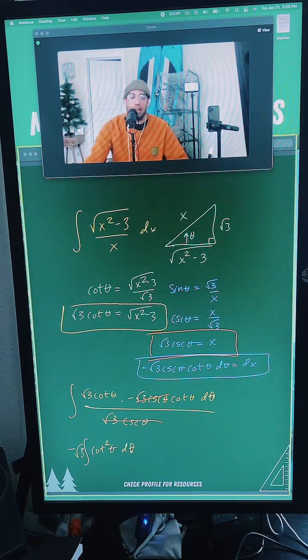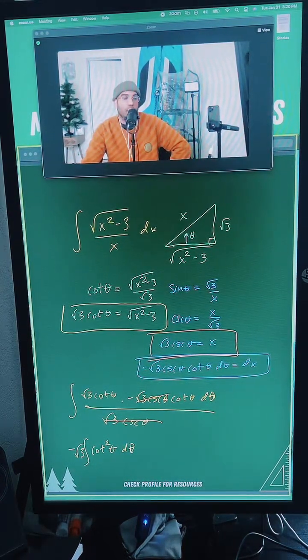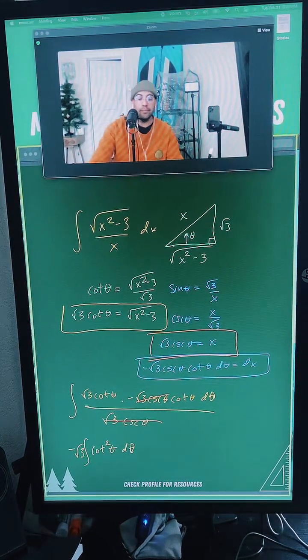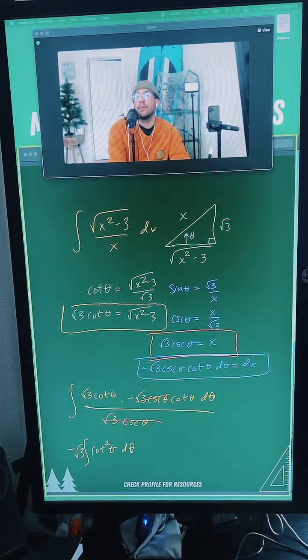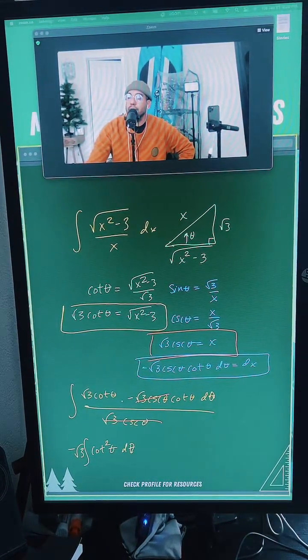Okay, I'm looking for if anyone knows the identity for cotangent squared or the integral for cotangent squared. I honestly can't remember the identity for cotangent. It's definitely one of the Pythagorean identities. Cotangent squared. So that is going to be cosecant squared minus 1.